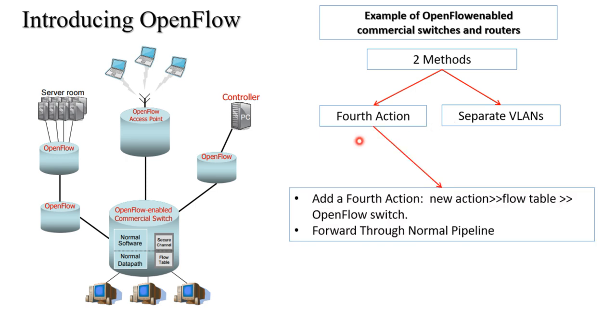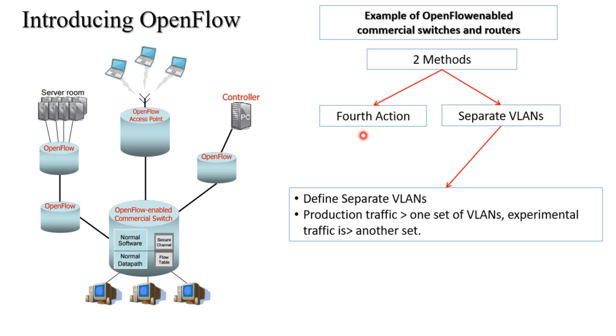The forward action method involves adding a new action to the flow table of the OpenFlow switch to forward to the normal pipeline. The new action would allow packets to be forwarded through the switch's normal processing pipeline, and it ensures the production traffic is processed in the standard way, while experimental traffic can be handled separately by the flow table.